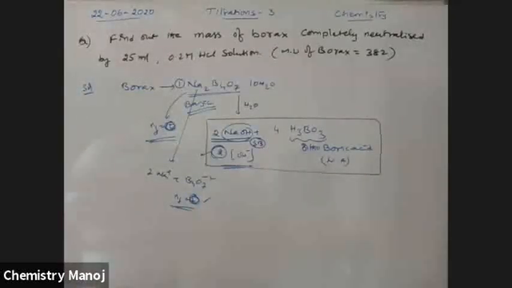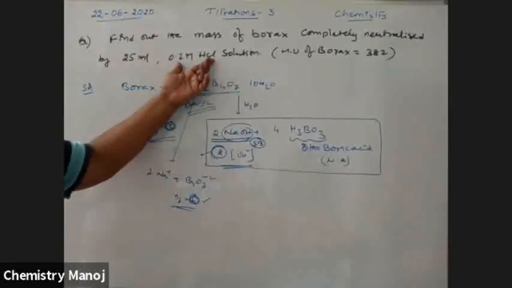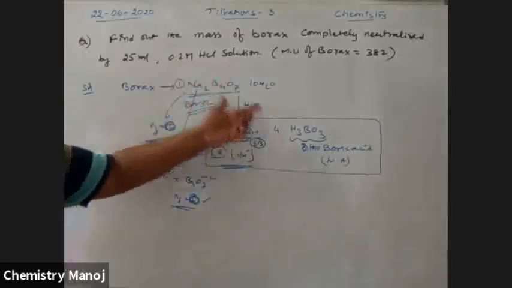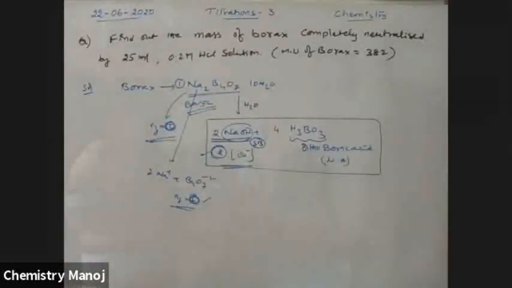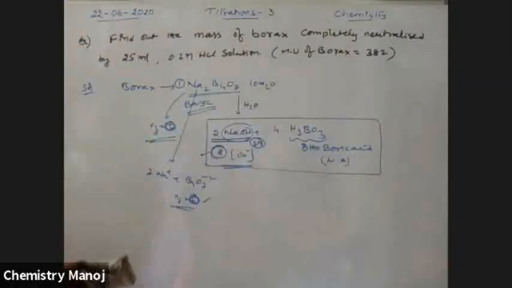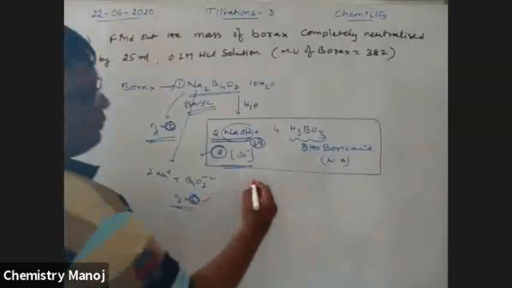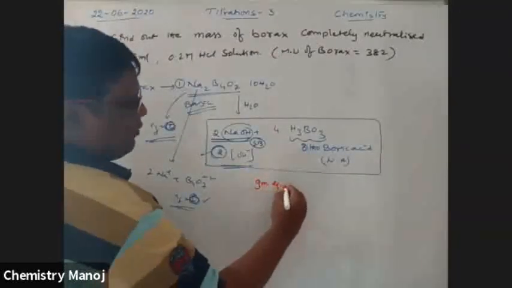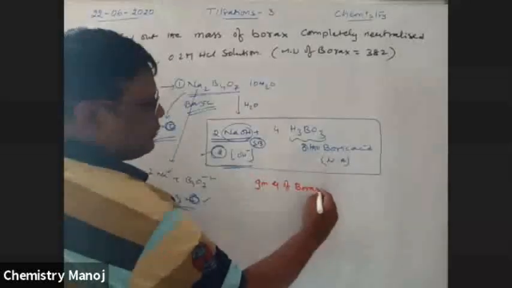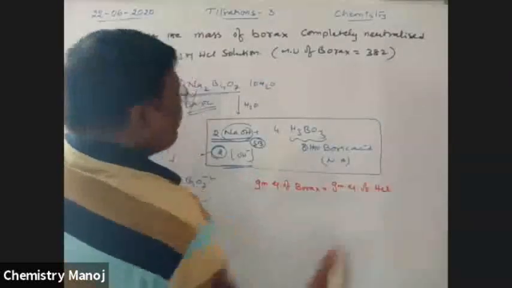Okay. So using the law of equivalence, the gram equivalents of this one are equal to the gram equivalents of this one. Because it is a base and that is an acid, an acid-base reaction takes place. So gram equivalents of acid are equal to gram equivalents of base. Now I am taking the calculations. So gram equivalents of borax are equal to gram equivalents of HCl.